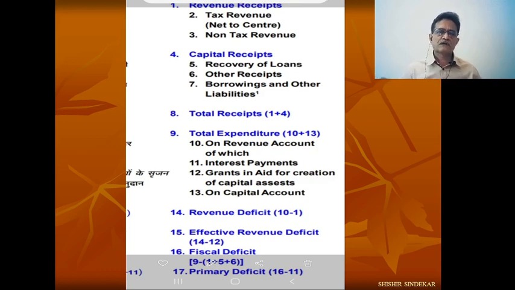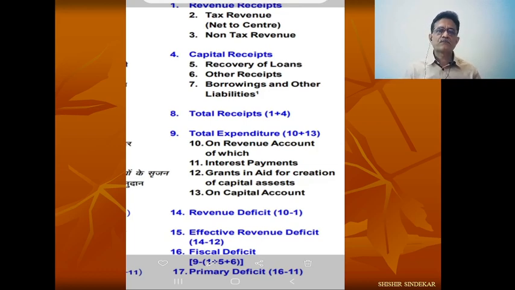and revenue account expenditure naturally includes interest payments, subsidies, defense and all that, which are specifically shown in total expenditures, as well as grants in aid for creation of capital assets to the states. So all these things are shown in the total expenditures.